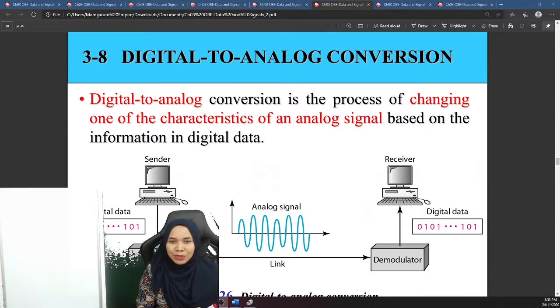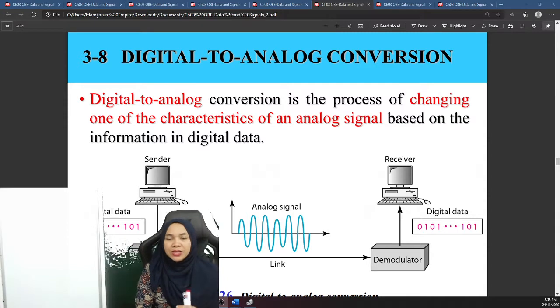Dalam kelas sebelum ini kita dah belajar about digital to digital conversion. Kita dah tengok line coding scheme, unipolar dan polar. In this topic kita akan look at on another topic which is conversion juga, tetapi digital kepada analog conversion.